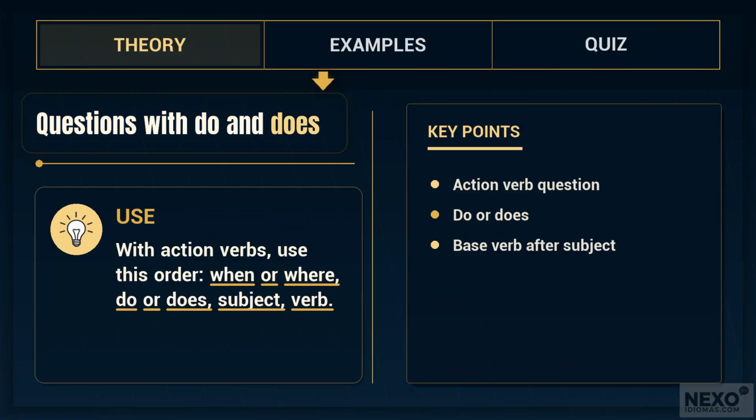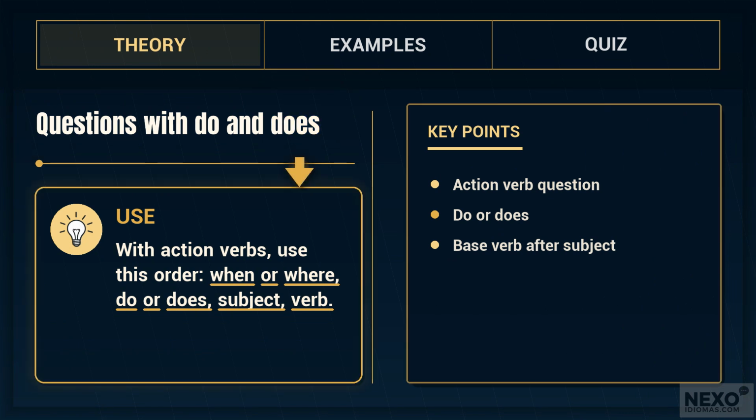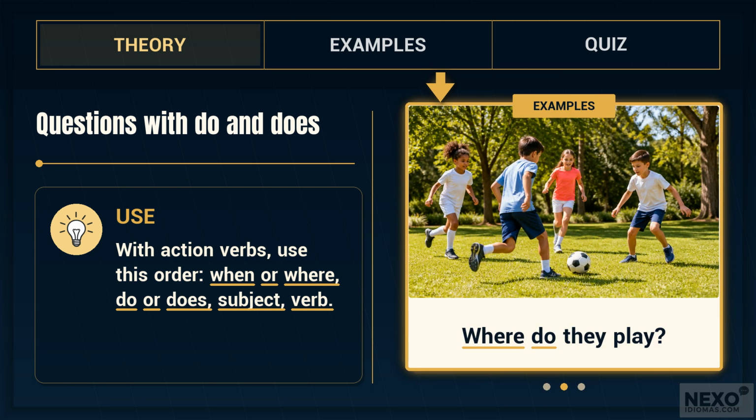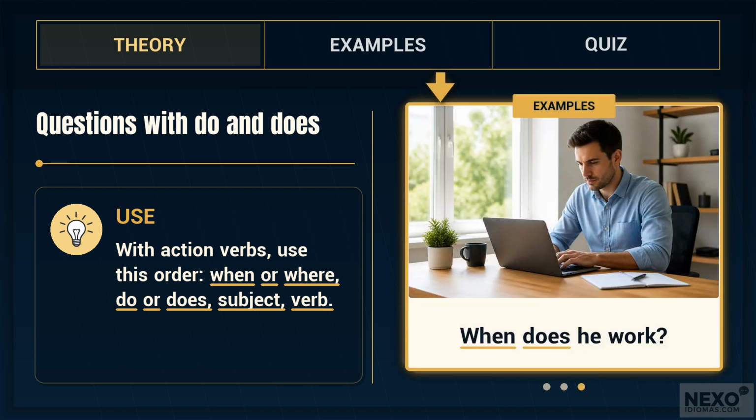Questions with do and does. With action verbs, use this order: when or where, do or does, subject, verb. Example. When do you study? Example. Where do they play? Example. When does he work?